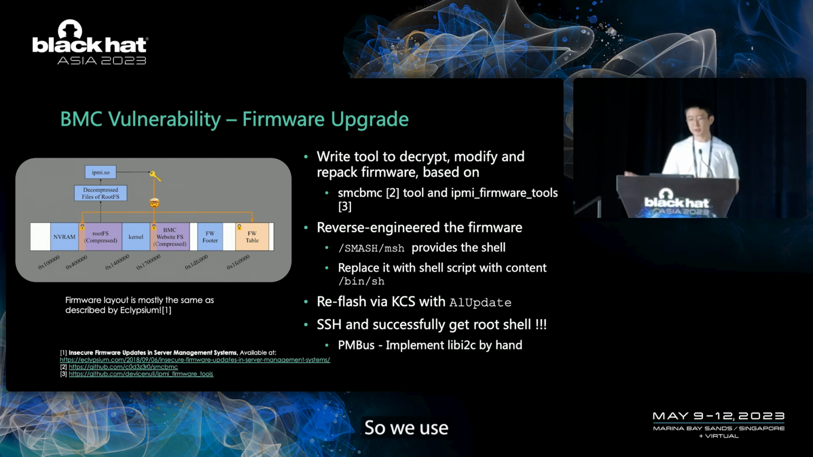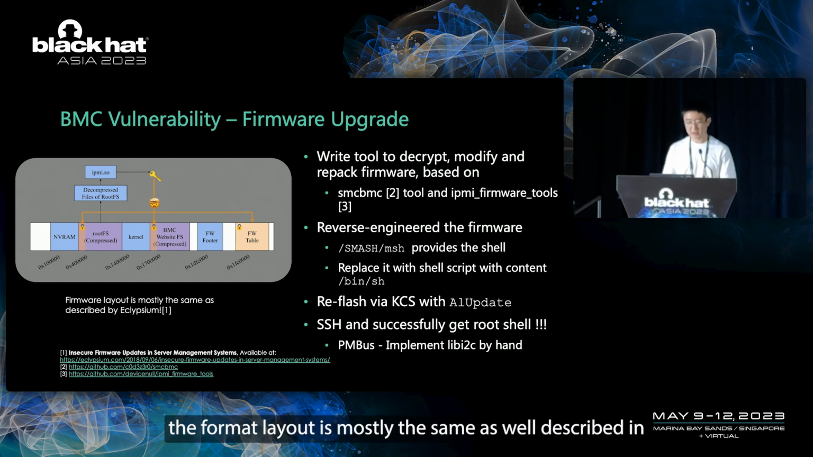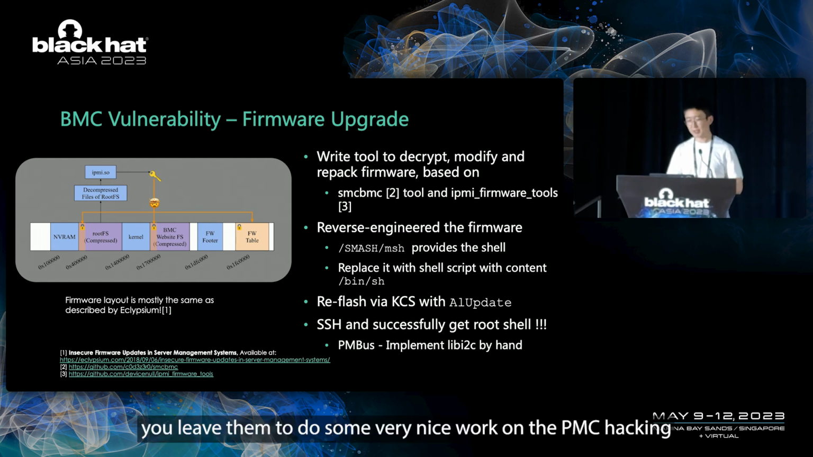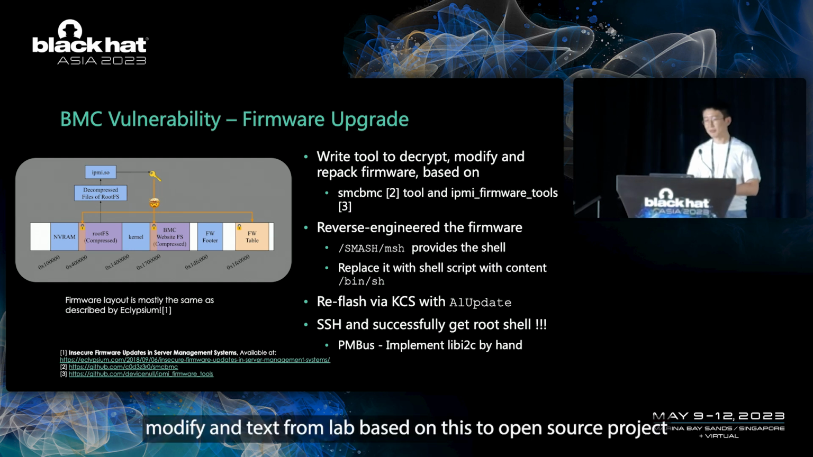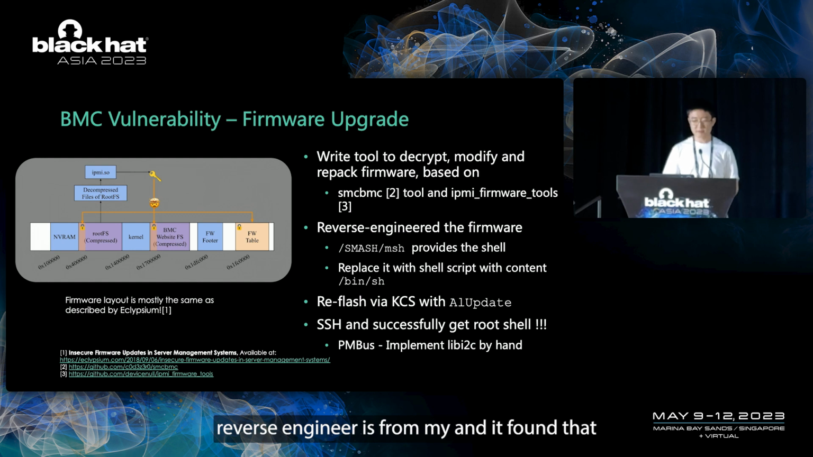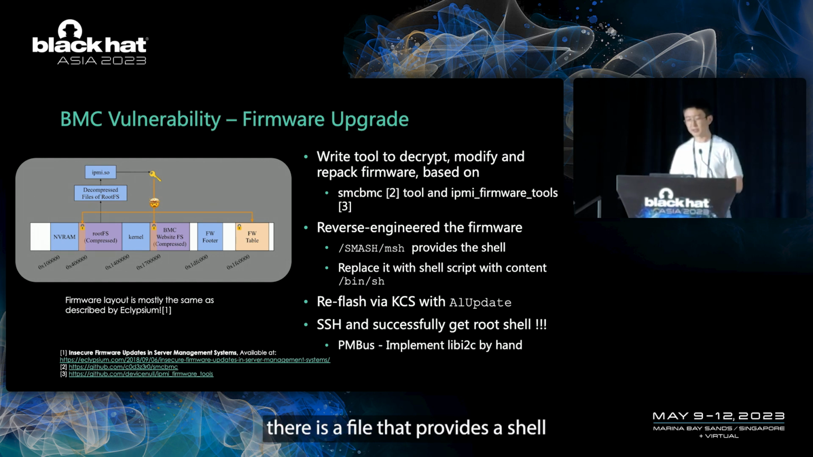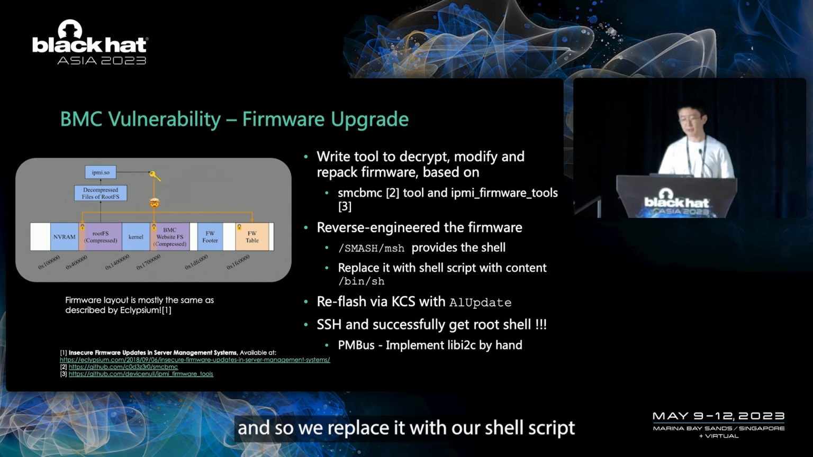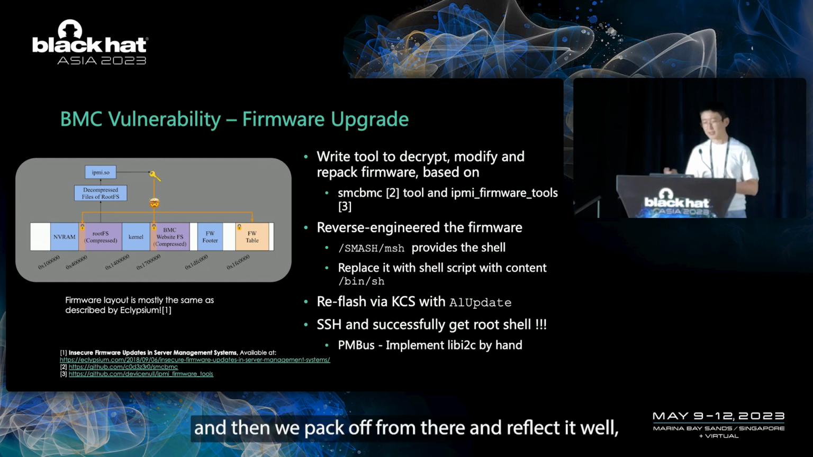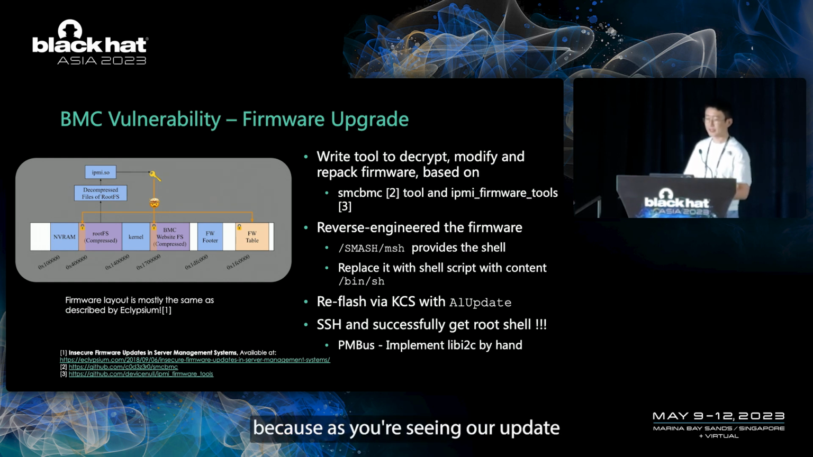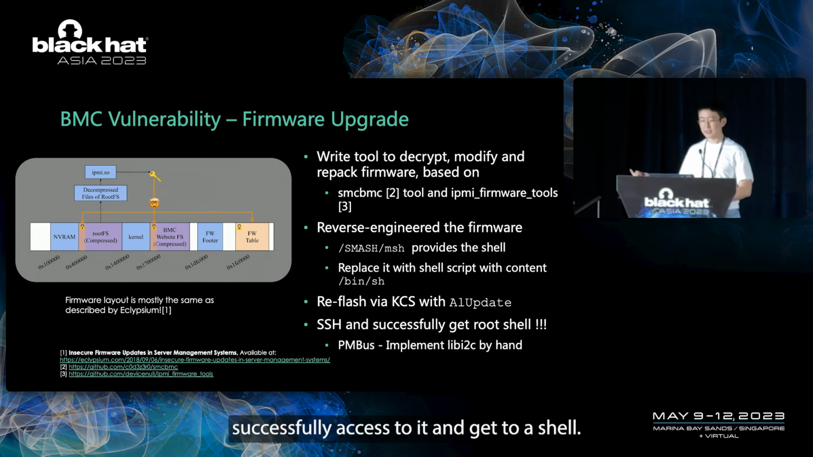The firmware layout is mostly the same as the one described in Ellipsum. They did some very nice work on BMC hacking. We wrote our tool to decrypt, modify, and repack the firmware based on these two open source projects. We reverse engineered the firmware and found a file that provides a shell, so we replaced it with our shell script, just one line of content, bin sh. Then we repacked our firmware and reflashed it via KCS using AL update, and we were able to successfully SSH in and get a root shell.